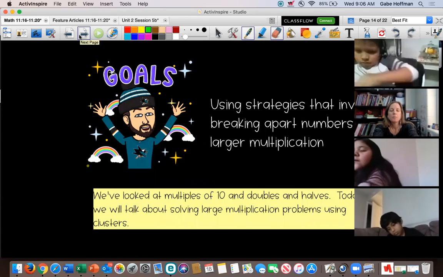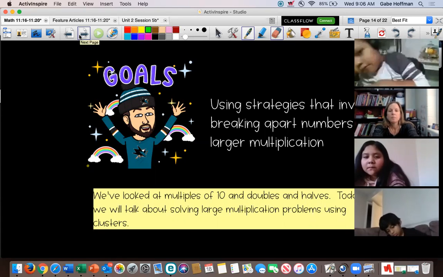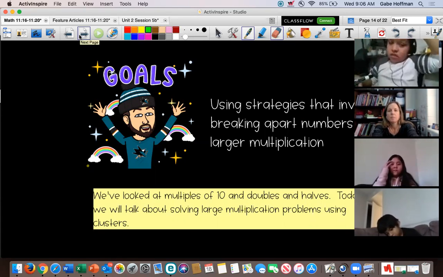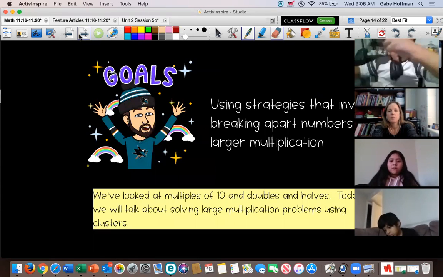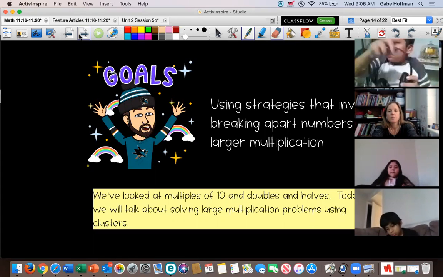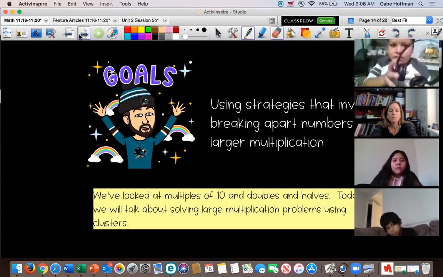Today, we're going to look at using strategies to break numbers apart and solve larger multiplication problems. We're going to just do a little bit of strategy review and then take a quick quiz, all right? That being said, we're going to start with yesterday.